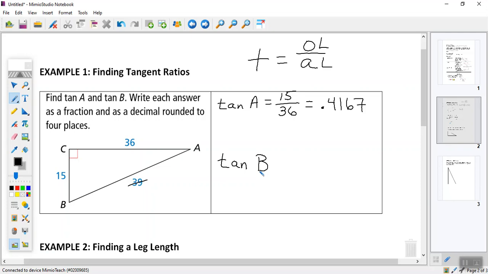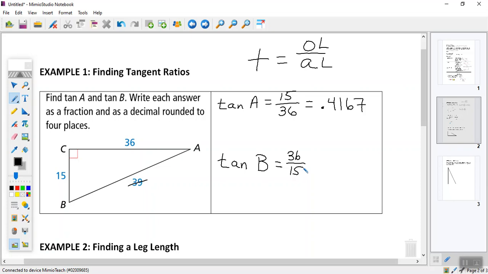36 over 15. Now, kids, I'm gonna be honest with you. Could I simplify that ratio right there? Yeah. 3 would go into both, wouldn't it? It would be 12 over 5. I'm not necessarily going to tell you you have to do that.